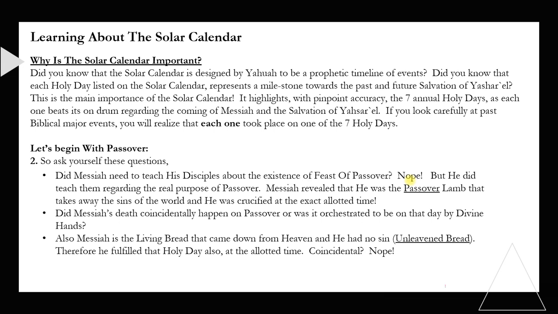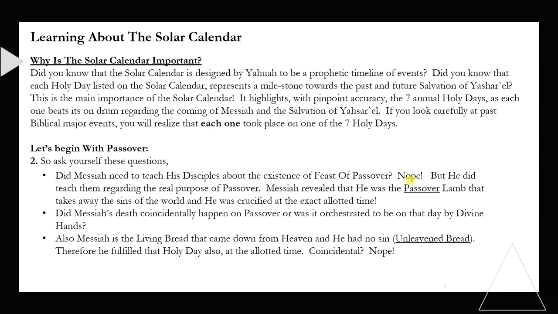Did Messiah's death coincidentally happen on Passover, or was it orchestrated to be on that day by divine hands? I believe right now you can see that it was Yahuwah's plan that Messiah would arrive on time and be ready to be the sacrificial lamb during the time of Passover.